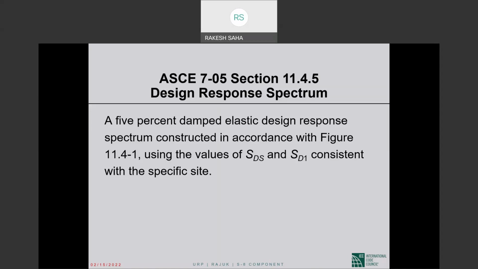So that spectrum can be used as the ground motion input for modal response spectrum analysis. Or in your case, you can use the BNBC spectrum or whatever. There can be site-specific spectrum, but you have to have a spectrum. If you want to do modal response spectrum analysis, the earthquake input, what the earthquake is feeding into the structure, will come from the spectrum.